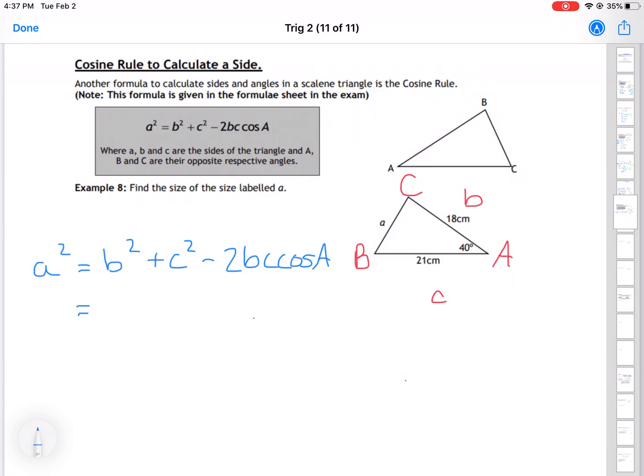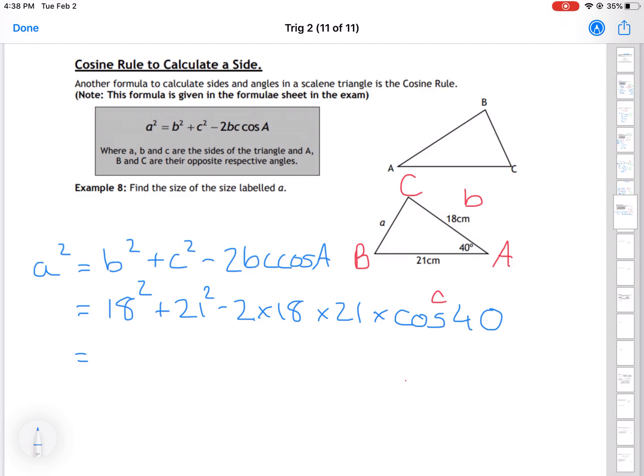So substituting in all of the sides and angles that we have, side B is 18, so that is 18 squared. Side C is 21 plus 21 squared. Take away 2 times 18 times 21 times cos 40. That is everything substituted in exactly as it's supposed to be. B is 18, C is 21, angle A is 40. All of those things, 2bc cos A, means we have to multiply each of them together.